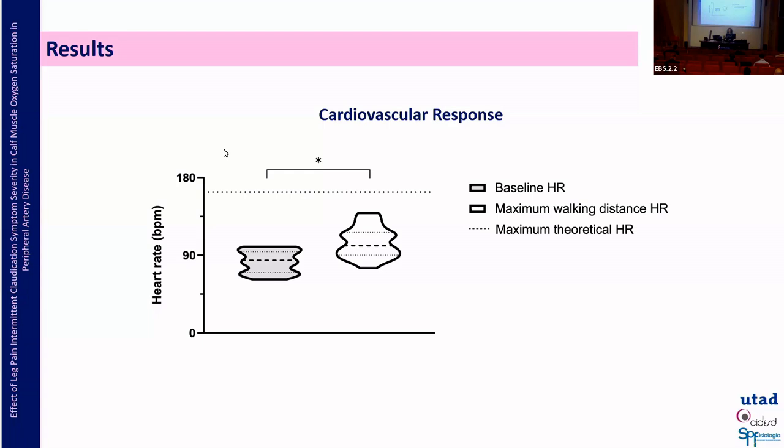The heart rate was different from rest to maximal walking distance level. It was not a surprise, but it's important to refer that the majority of participants achieve very light intensities in the last load, and they need to stop because of the pain, because of the claudication.